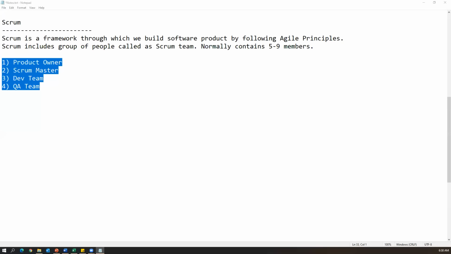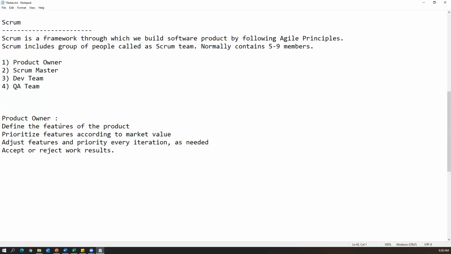So these are the four types of people: product owner, Scrum master, dev team, and QA team. These four types of people will be involved in the Scrum team. Now let us see the roles and responsibilities of these people. Let us start with the product owner. So who is a product owner?